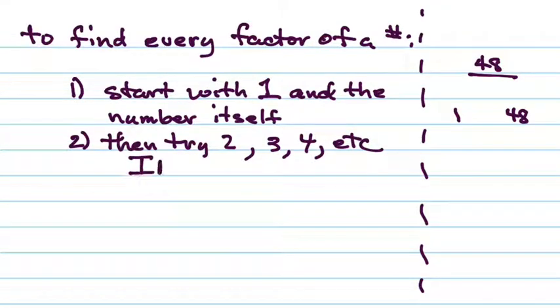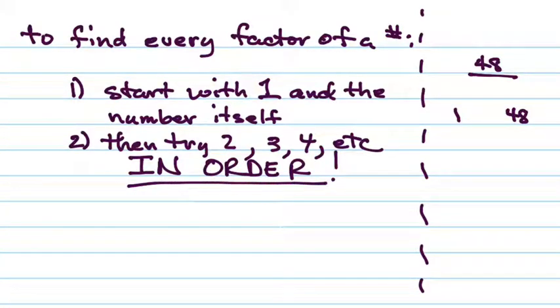And here's the part that makes me crazy. You know that very few things in math make me crazy. But you need to do them in order. Numbers are in order because that's the way you should use them. Okay? So do them in order. Don't jump around because if you do, you're going to miss some, right? So make sure that you do the division in order.